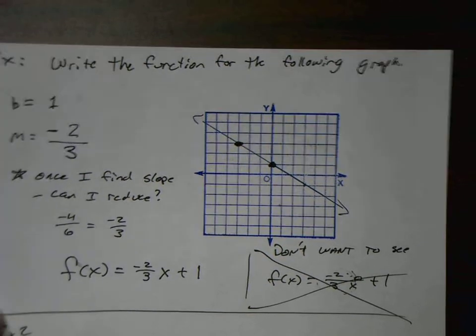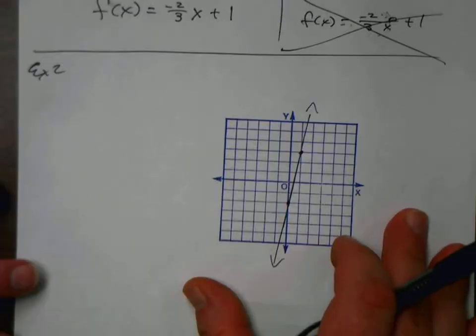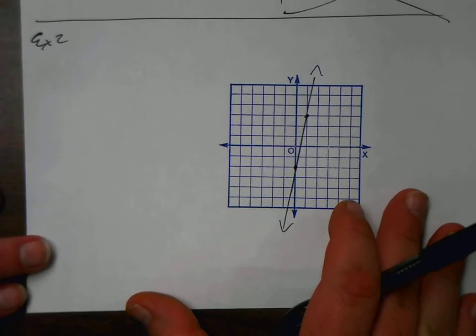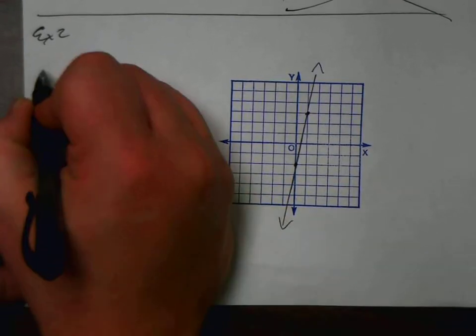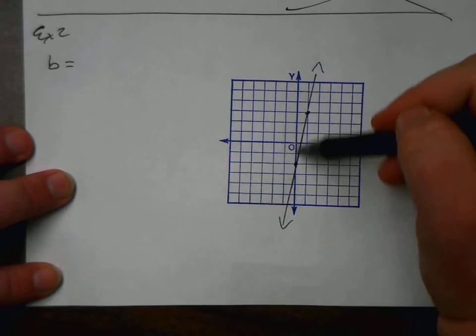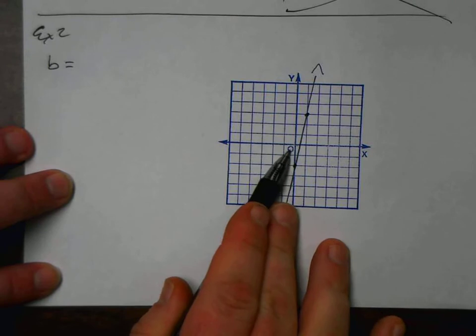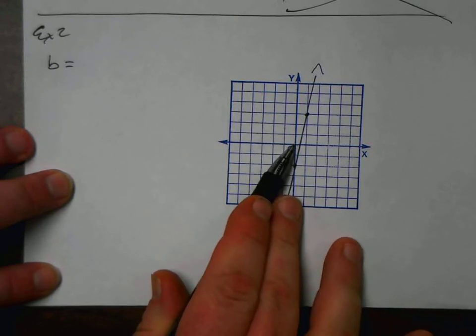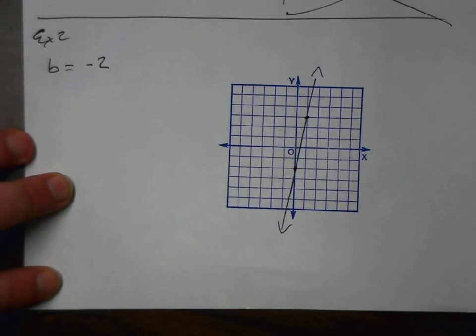Okay, let's try this next example and see how we do. Alright, so again, we want to start with our b value. So my b value here, I'm looking at the y-axis. Where does it cross the y-axis? And it looks like negative 2. So starting at 0, I go down 2, so that tells me my b value here is negative 2.